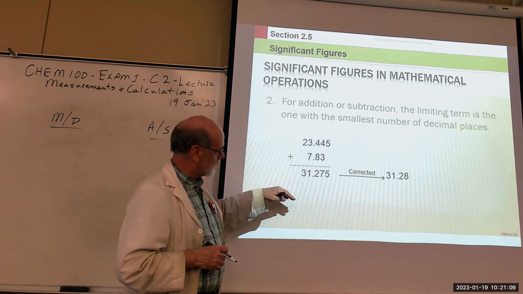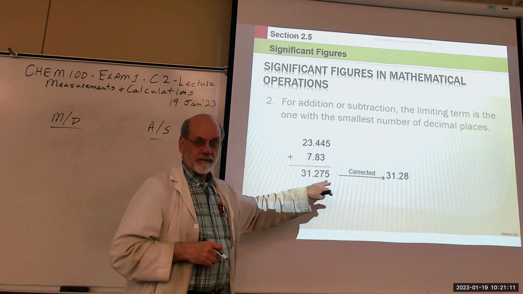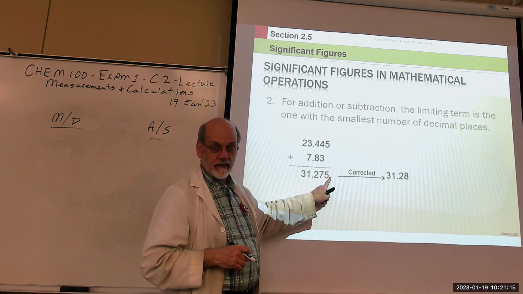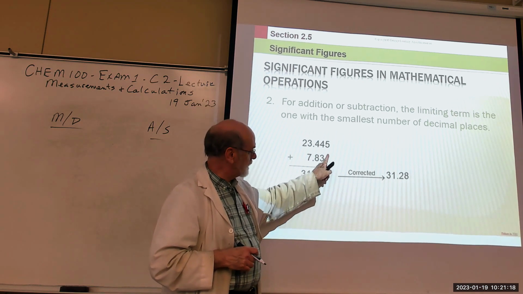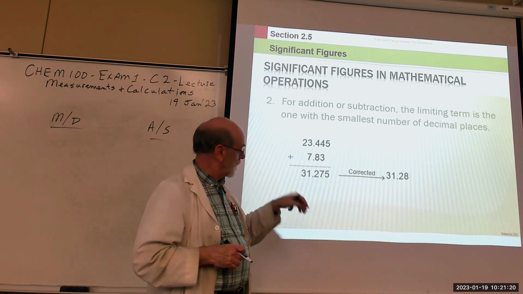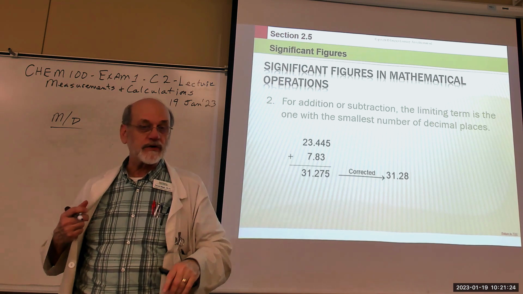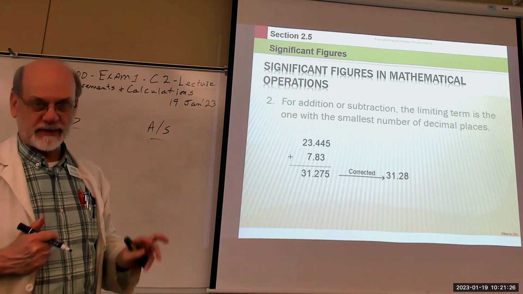We add them both together and we get this number, but we cannot keep this digit out here because there's nothing there. So we have to round to this position, and that's why the answer is 31.28. We round it up.